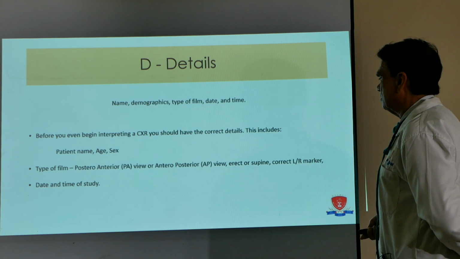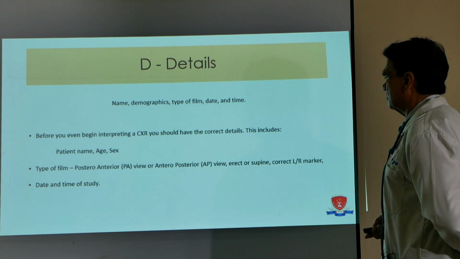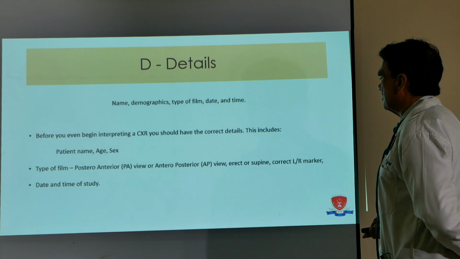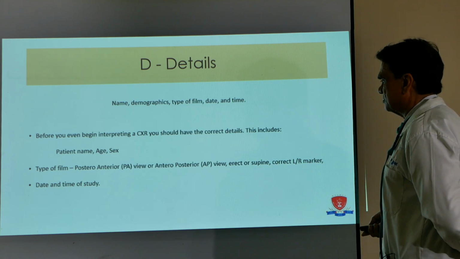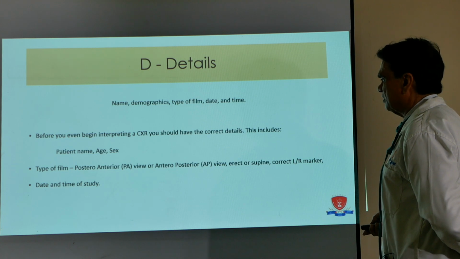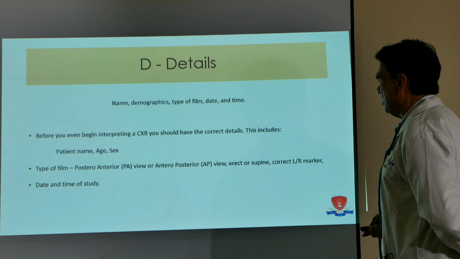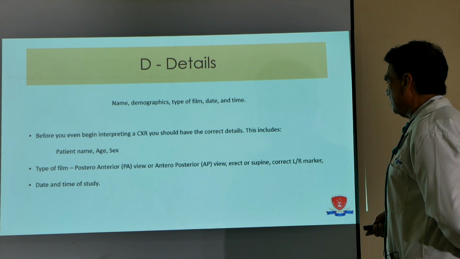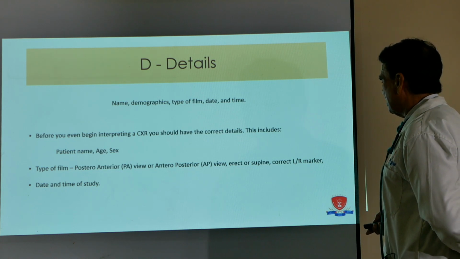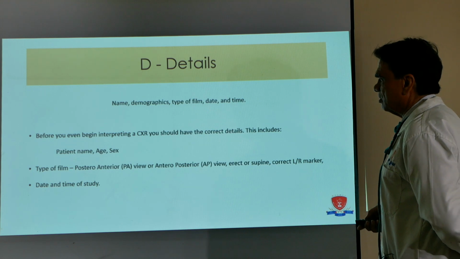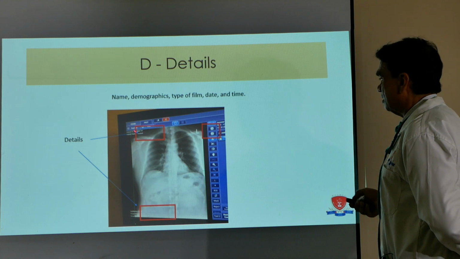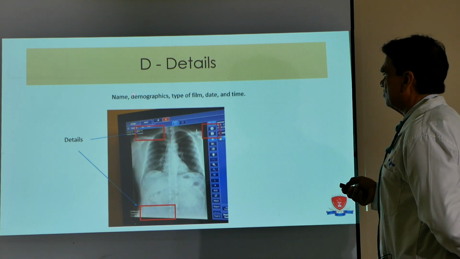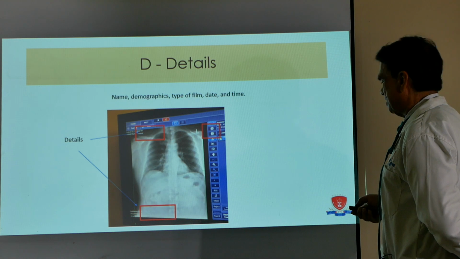Before you even begin interpreting a chest X-ray, you should have the correct details. These details include the patient's name, age and sex. Then the type of the film, whether it is posterior anterior view or anterior posterior view, whether it is erect or supine, the correct left and right marker, and then no doubt the date and time of the study. These are the mnemonics: name, demographics, type of film, date and details.